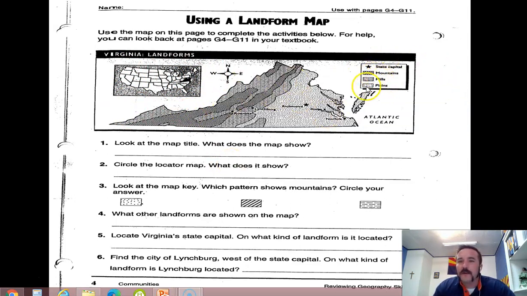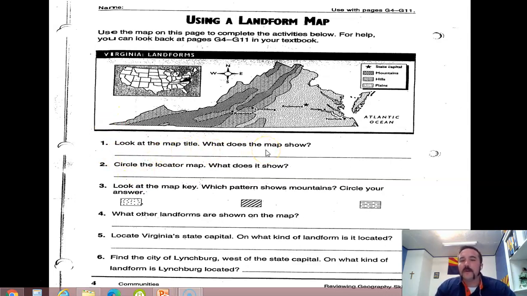Well, you have to look here. Notice the little dots here are plains. So that means flat area. The horizontal dashes are hills. And these with the kind of diagonal dashes, those are the mountains. Those are the mountains.